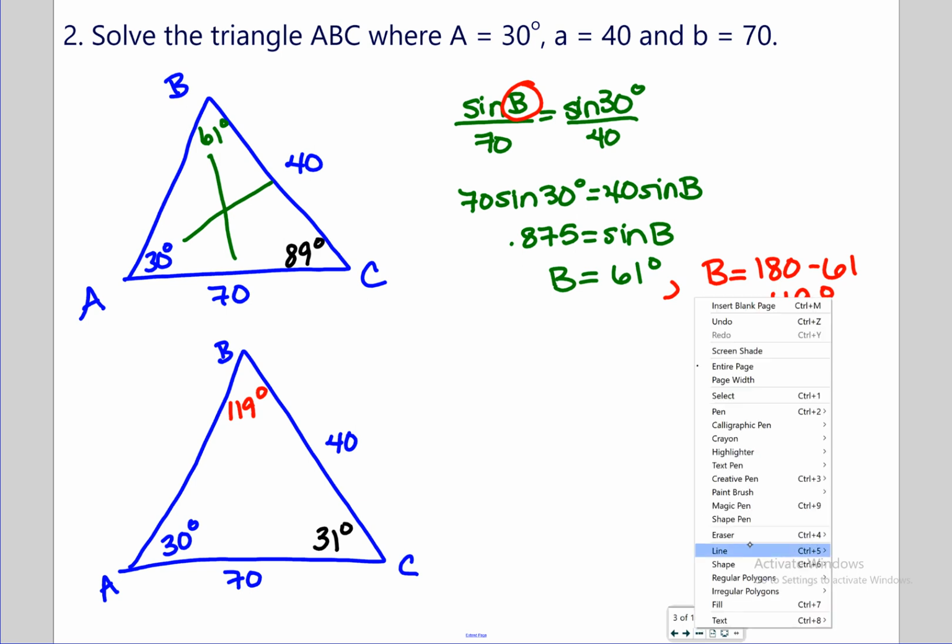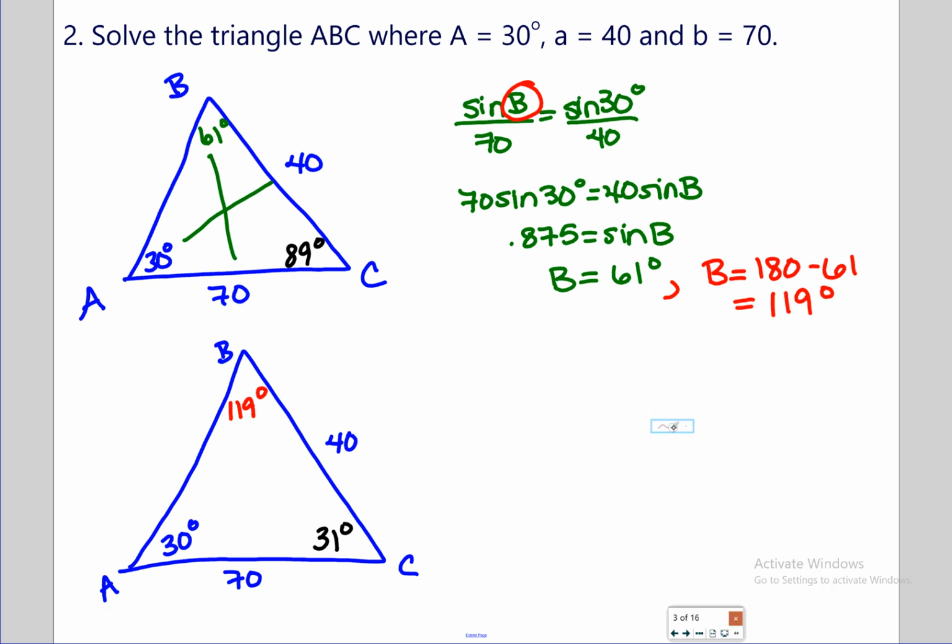Now for side C, you can use the law of sines or the law of cosines. I think law of sines is going to be probably just as easy for this one. When you use law of sines to solve for a side length, you don't have any special cases. You don't ever have any special cases with the law of cosines, but it's just a little longer, so I'm going to use law of sines.